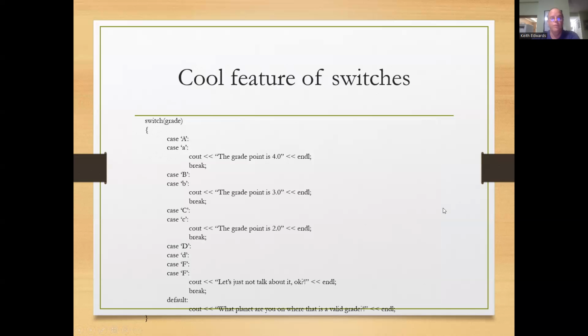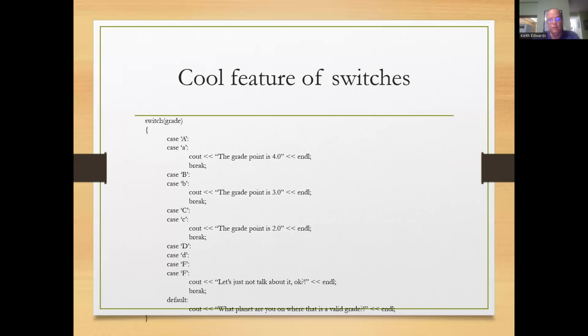So one of the cool features of switches is that you can actually go on to the next case. So here we have 4.0, 3.0, 2.0. And then, if we don't want to talk about it, in case of a D or an F, then we can say, let's just not talk about it. So we don't have that break between the D and the F.